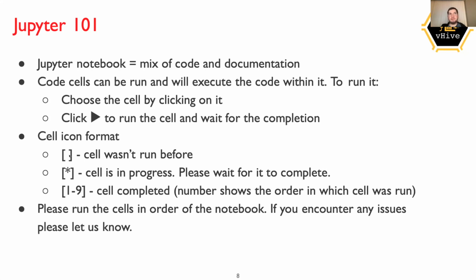The cell icon is very direct. If it's empty, it means that the cell wasn't run before. If it has an asterisk, it means that the cell is in progress and you will need to wait for completion. And if it has some number within it, it means that the cell completed. All notebooks are designed in a way that all cells are run sequentially. If you encounter any issues, please let us know, either in the room or in Slack.